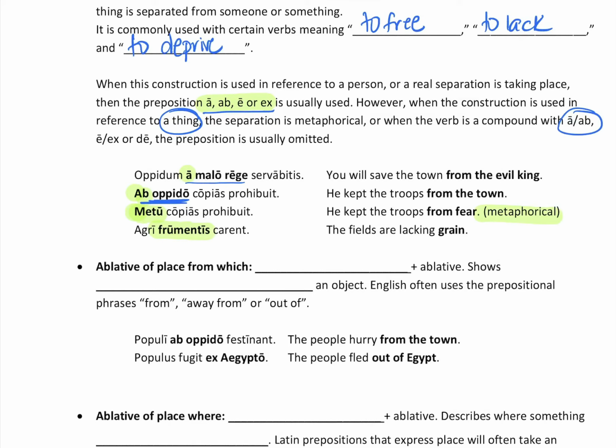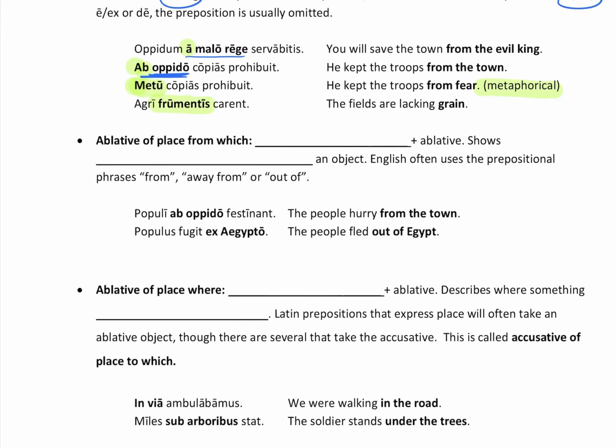All right, next one is ablative of place from which. Lots of options for this one. We can use an a or an ab. We can use a de, remember, down from, concerning, about, e or ex, plus the ablative. Okay, lots of choices there. So it shows motion away. So place from which is pretty much motion away from an object. So English often uses the prepositional phrases from, away from, or out of, which is why we see these prepositions right here, because that's what it means.